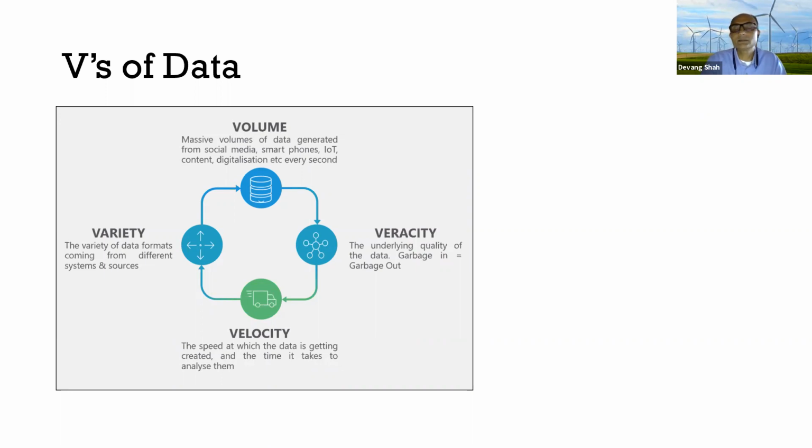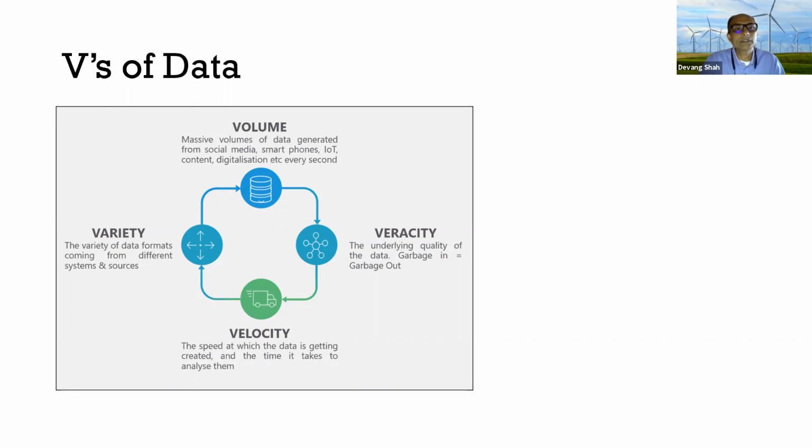So velocity is really, really important because in today's world, people want things in real time and help in real time. And that's where this comes into play. And this requires a powerful technology, but at the same time, powerful algorithms to help with that.